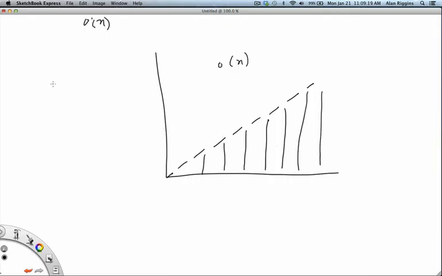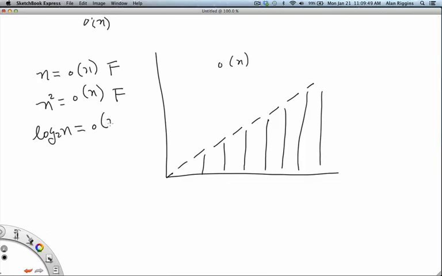So for instance, is it true that n equals little o of n? No, this is not true. It is not in the shaded region. The line is not included. N squared equals little o of n. Again, this is false. N squared is not in the shaded region. Log base 2 of n is equal to little o of n. This is true. Log base 2 of n is down here. It is in the shaded region. So little o of n means the set of functions that grow at a rate slower than n.